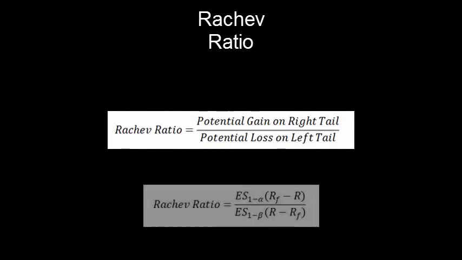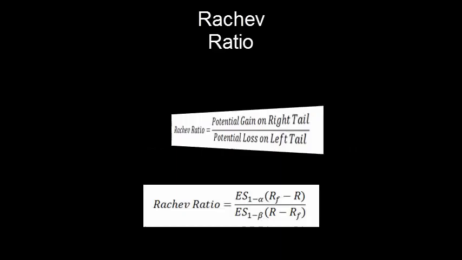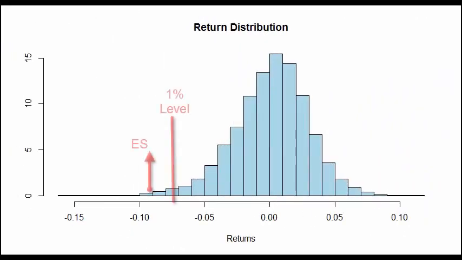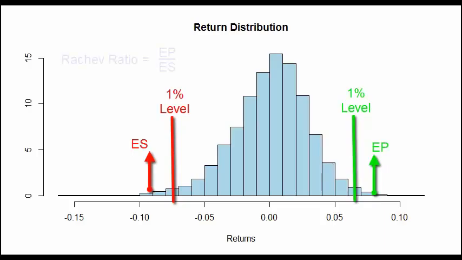Named for its developer, the Rachev ratio replaces the numerator of the STAR ratio with the potential gain of the right tail of a distribution. This right tail gain potential is the equivalent of what the expected shortfall measures on the downside, just reversed to measure the upside potential. A value of 1 for the Rachev ratio would indicate that extreme returns up or down are in balance, or have the same potential impact. Values above 1 would indicate higher potential gains than losses, and vice versa for values below 1.